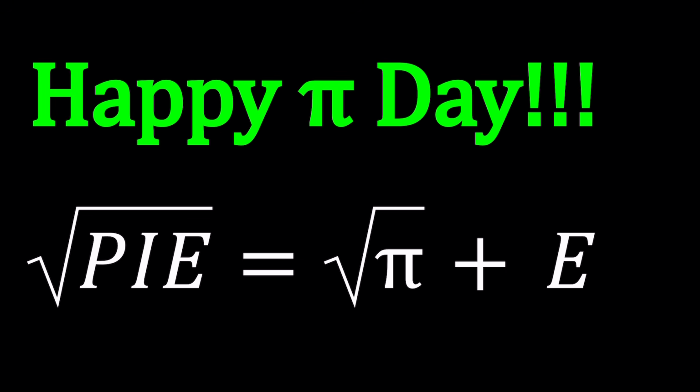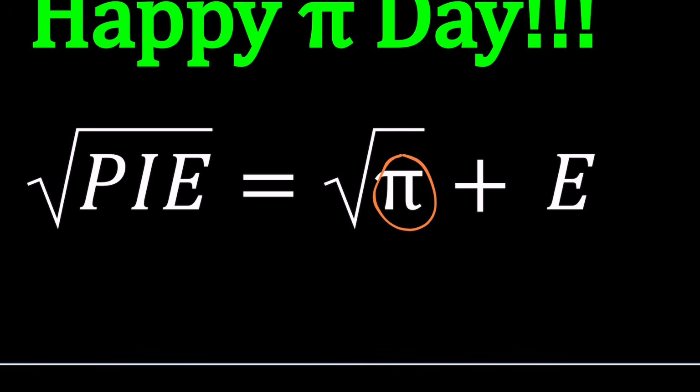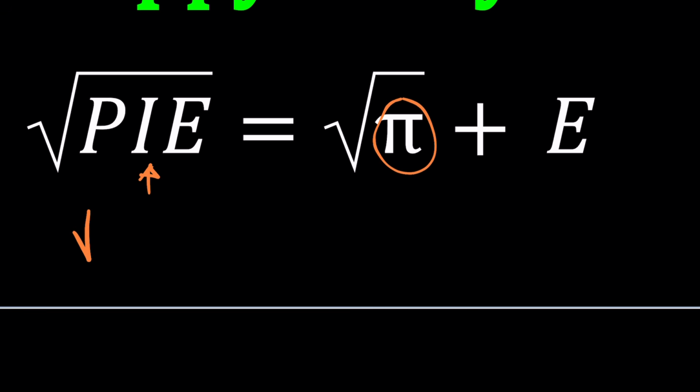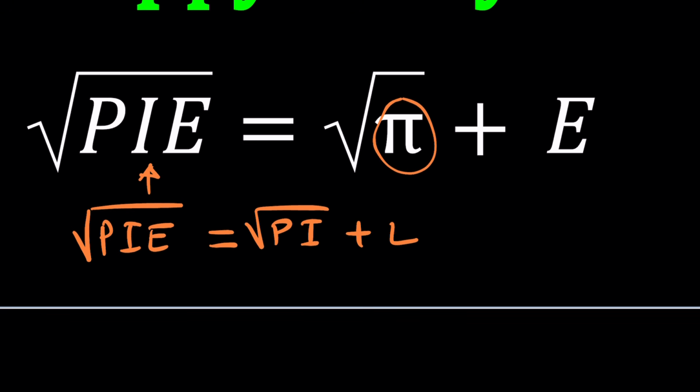So here's what we mean by this. I know this is a tiny bit misleading. This pi is actually not the irrational number, the famous pi that you know. We're going to spell it differently. Well, actually, how do you spell pie? You can spell it like this, but that's not the pie we're talking about. We're going to spell it as P-I. So the actual equation is supposed to look like this. The square root of PIE equals the square root of PI plus E, where P, I, E are all digits, which means 0 through 9.